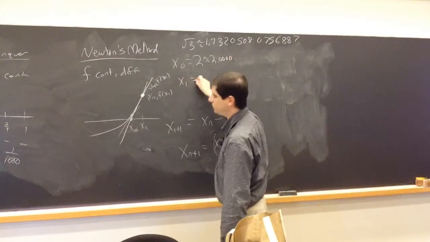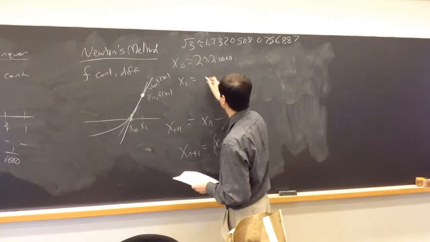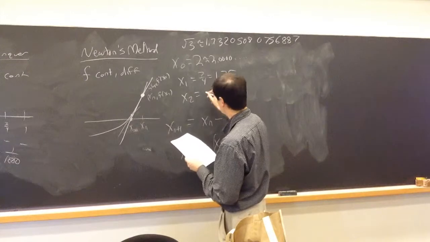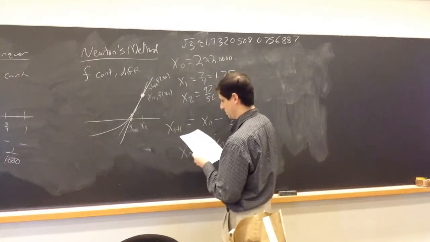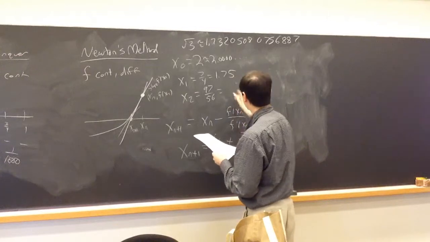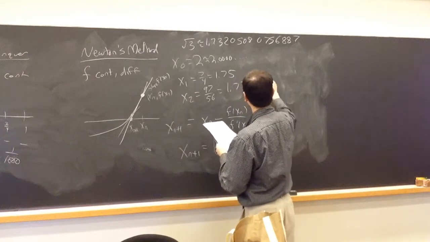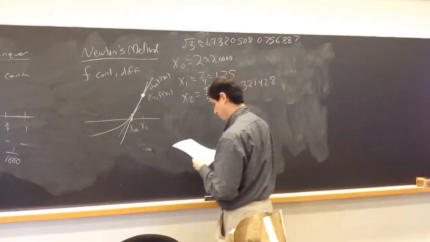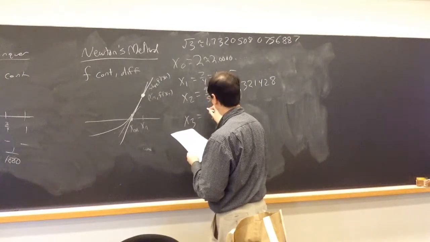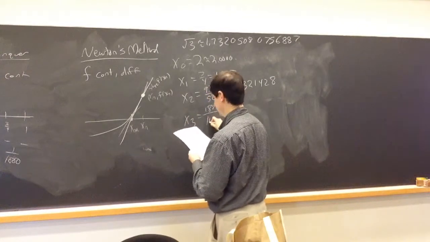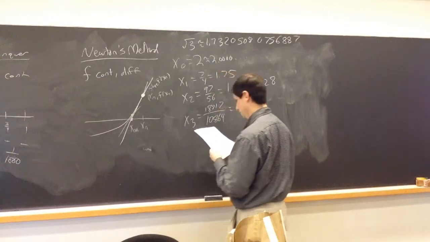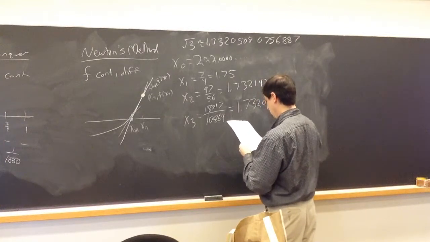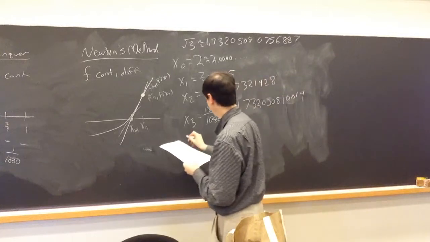Okay. If you iterate this method once, you get 7/4, which is 1.75. If you iterate it twice, you get 97/56. You'll always get rational numbers, which is 1.7321428. If you iterate it three times, it's 18,817 over 10,864, which is 1.7320508. I'll do one more.